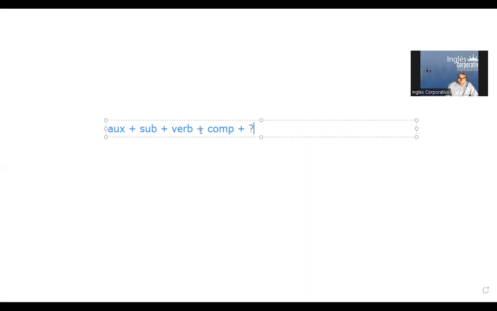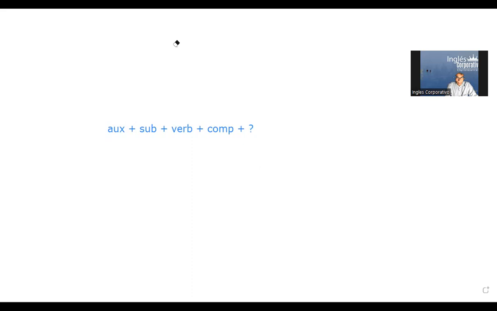Recuerden, no importa si voy a hablar sobre cualquier auxiliar o cualquier tipo de pregunta, esta va a ser la estructura. La única forma en que puede cambiar la estructura es que nosotros preguntemos con WH question, que le vamos a agregar antes del auxiliary, al inicio. Pero solo en ese momento.